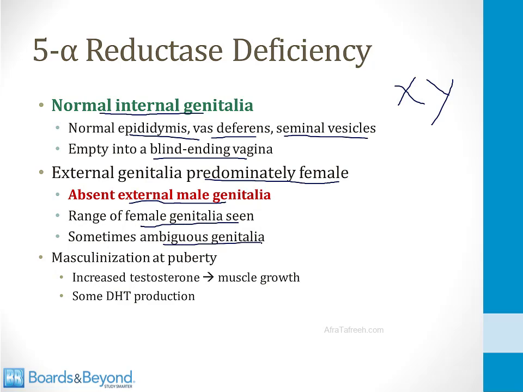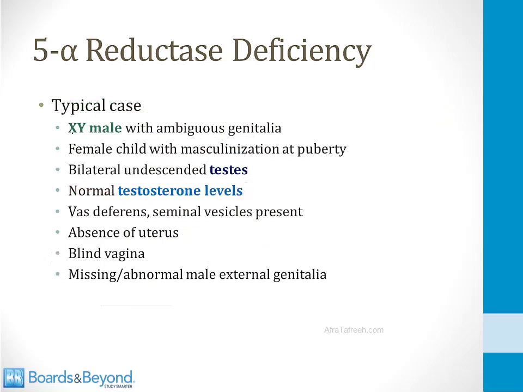And then at puberty, this is interesting, there's usually masculinization. This is because at puberty, the testes begin producing more testosterone. This leads to muscle growth and development of male features, and some of that testosterone, it turns out, can get converted to DHT at the time of puberty, and this can lead to more masculinization. So the typical case is an XY chromosomal male with ambiguous genitalia, or it may be a female child that develops masculinization at puberty. If you do imaging of the abdomen and pelvis, there will be bilateral undescended testes.